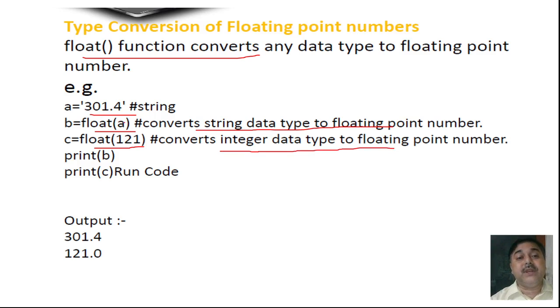Okay, why string data? Because you see here what I have written, float a. A means what? A is a string. So the value I have given within a single inverted comma in a is 301.4. So 301.4 means what? It is now being treated as a string pattern of data type.